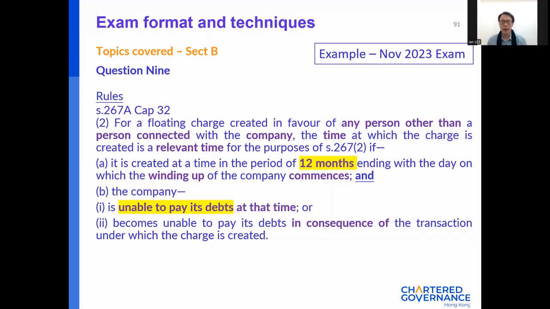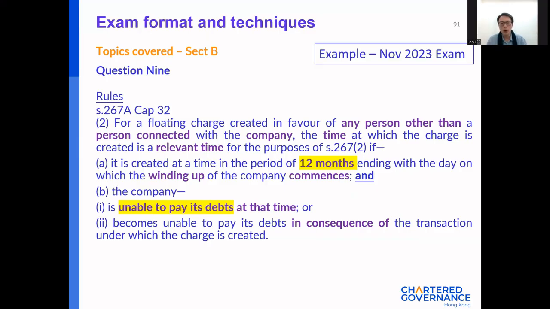So if it is a connected person, the relevant time will be 2 years. In this case, it's not a connected person. So in order for the charge to be granted within relevant time, number one, it must be done within 12 months from the commencement of winding up. So if commencement of winding up is today, you count back 12 months. And if the floating charge was granted during that period of time, it is possibly a relevant time.